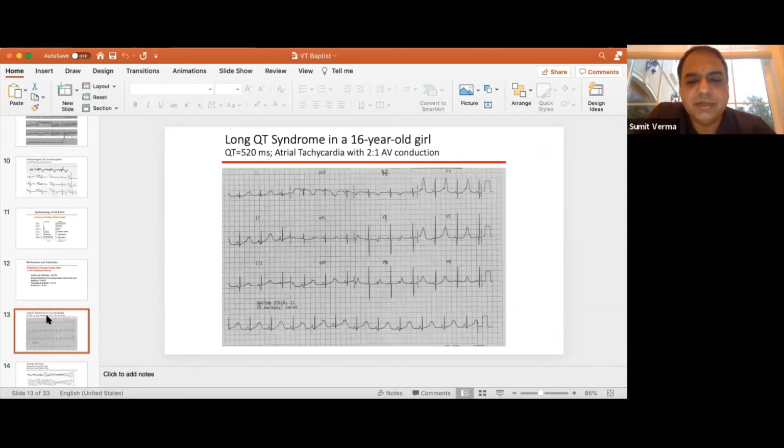Long QT syndrome, we do see a fair number of these patients, and obviously the congenital form gets picked up usually in kids. Either they have syncope or dizziness, or an abnormal electrocardiogram. These channelopathies always obviously affect the ventricle, but they also affect the atrium. We've had some patients with Brugada syndrome, for example, who have very severe atrial arrhythmias and have required ablations. In this particular case, the patient has a 2-to-1 atrial tachycardia as well, in addition to the long QT syndrome.